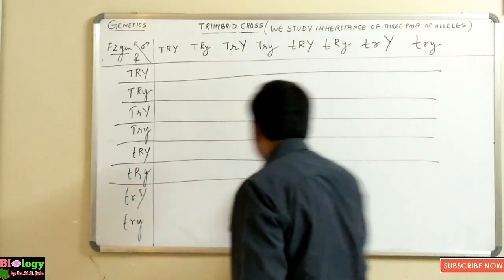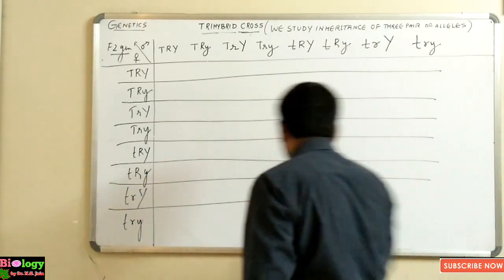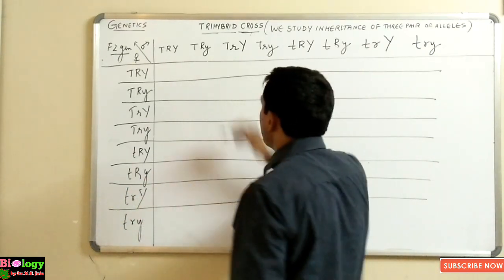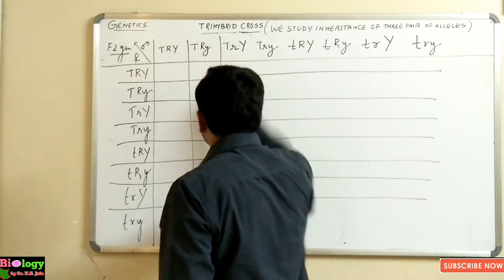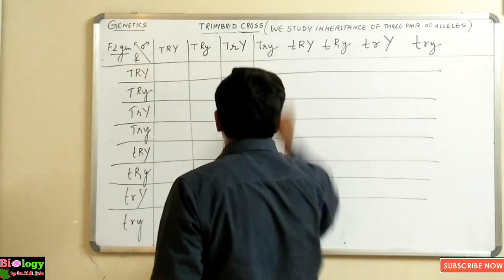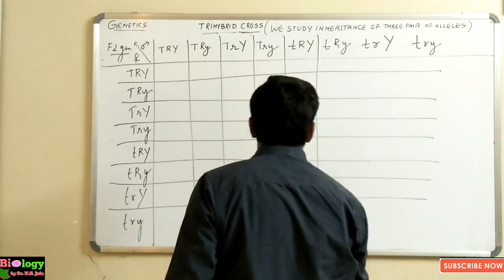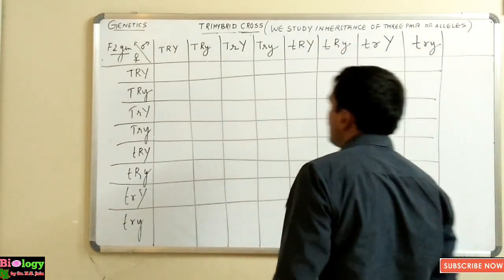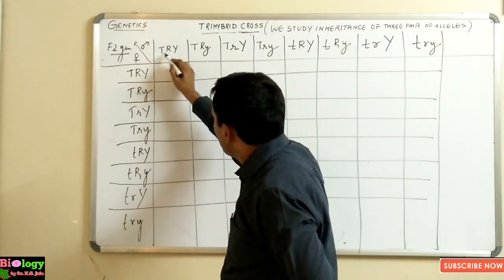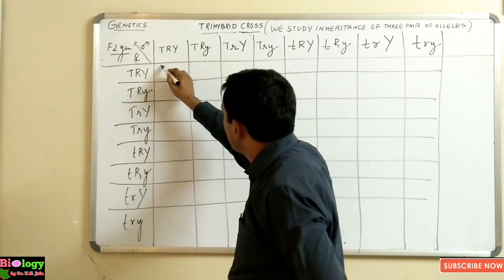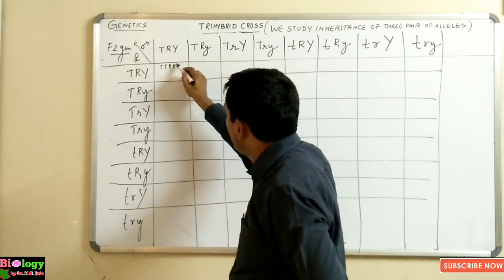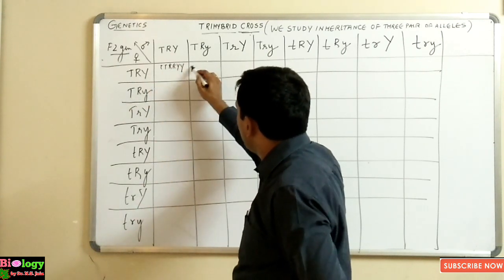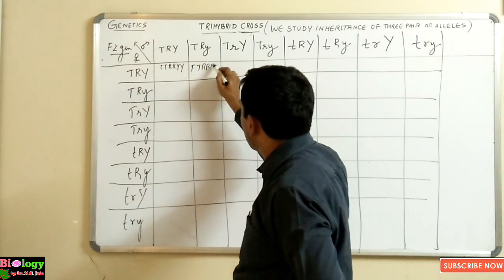I will not be filling the entire checkerboard because it's a little time-consuming. I will fill one row and then you can try yourself, so that less time is consumed. See here, I am crossing this with this, this with this, and so on. Capital T, capital T, capital R, capital R, capital Y, capital Y. This one, capital T, capital T, capital R, capital R, capital Y, small y.